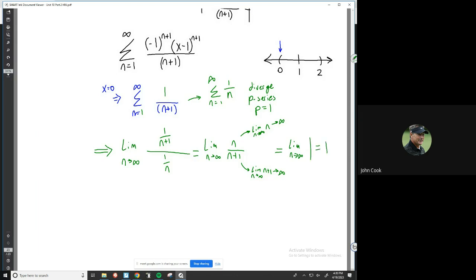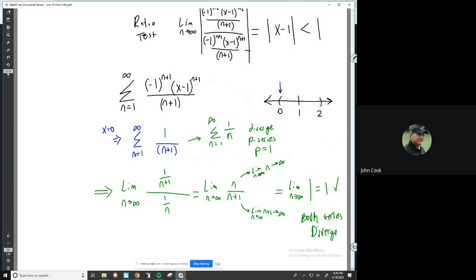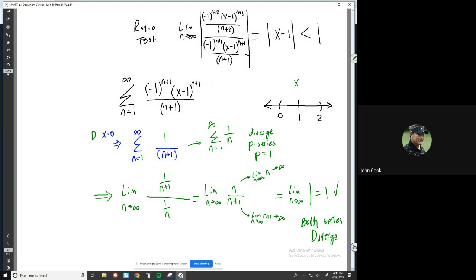So since this is just some constant, that means that both series will diverge. So if this thing diverges when x is equal to 0, that means that, for this inequality, it stays as a parenthesis. We don't need to change that. So if this was an inequality, so far it looks like this. The x values are between 0 and something else.